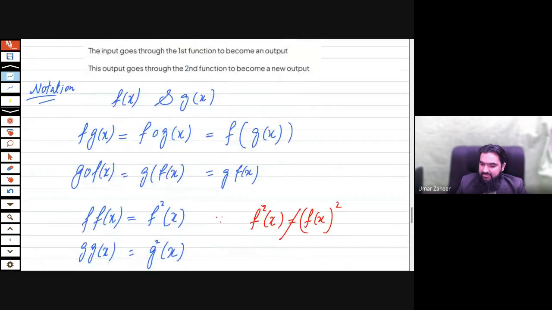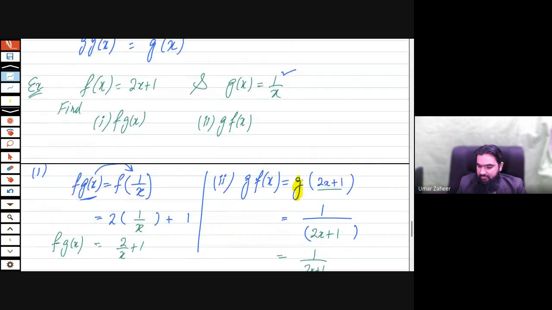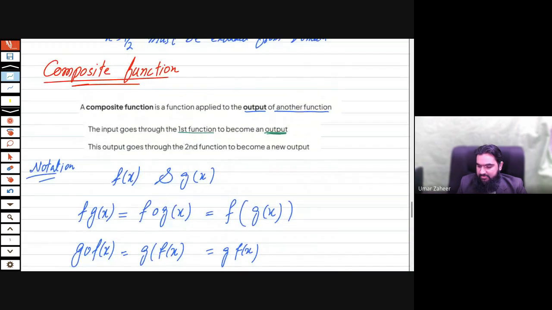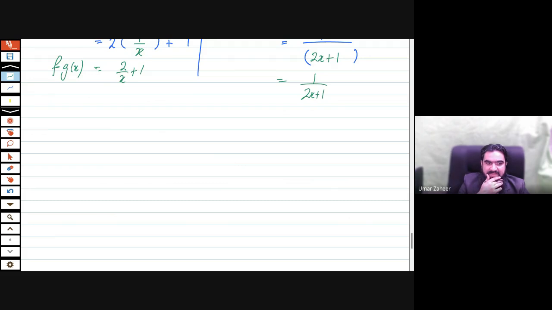So that's why it is said that the input goes to the first function to become the output. We give something here, and you will get the output of the first function. And this output goes to the second function and becomes a new output.